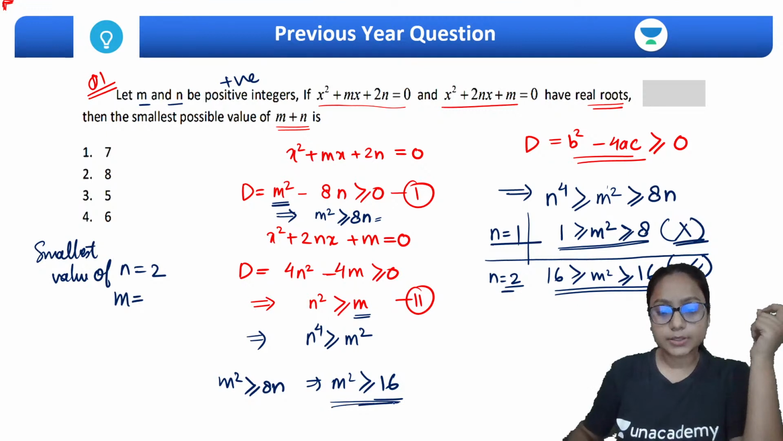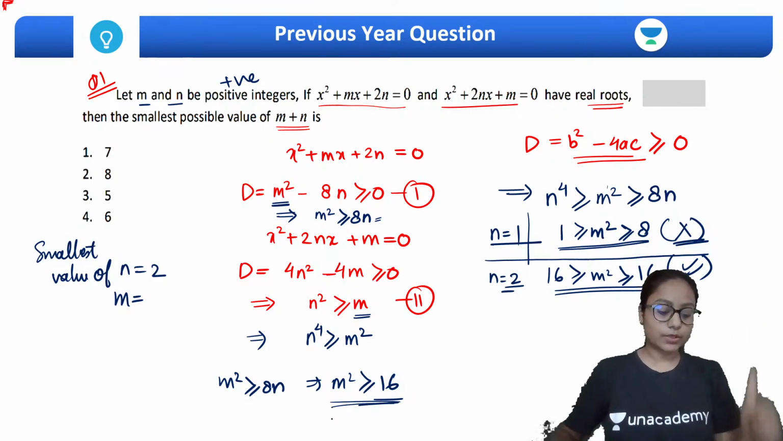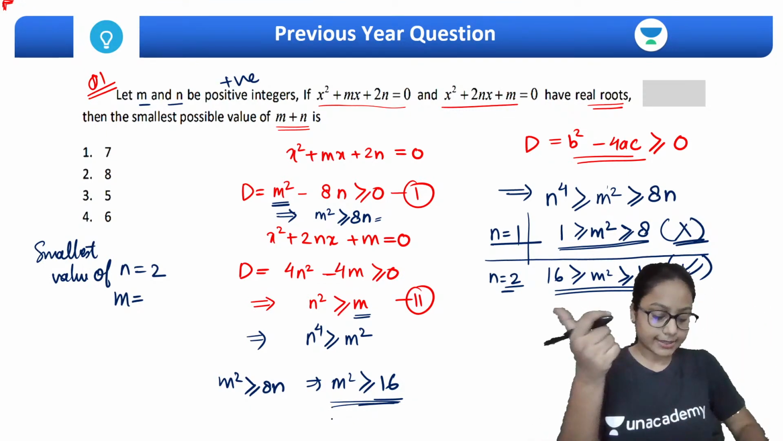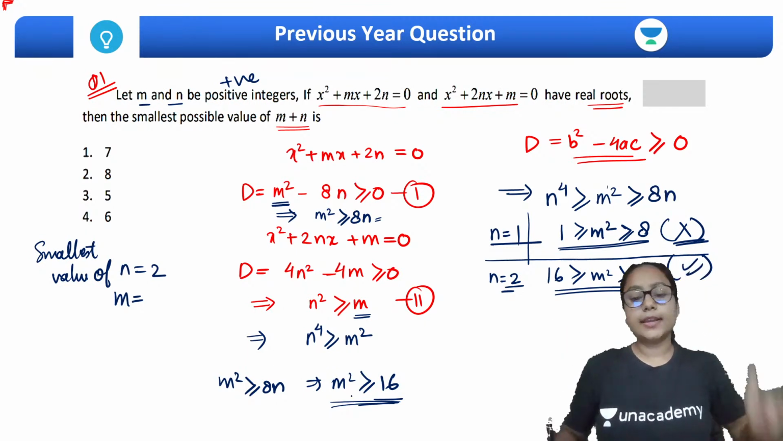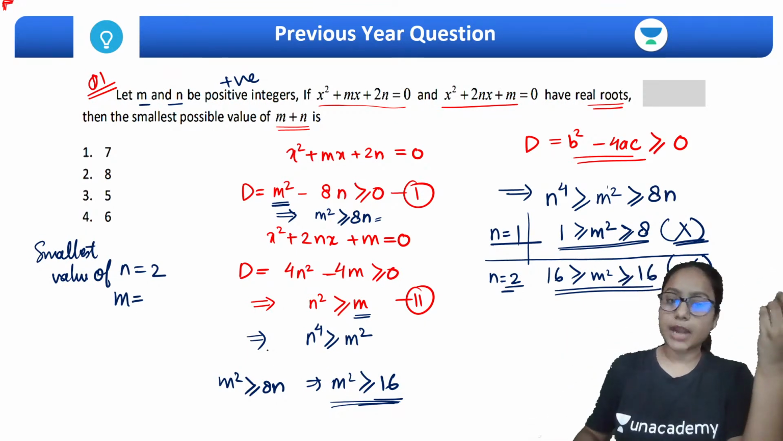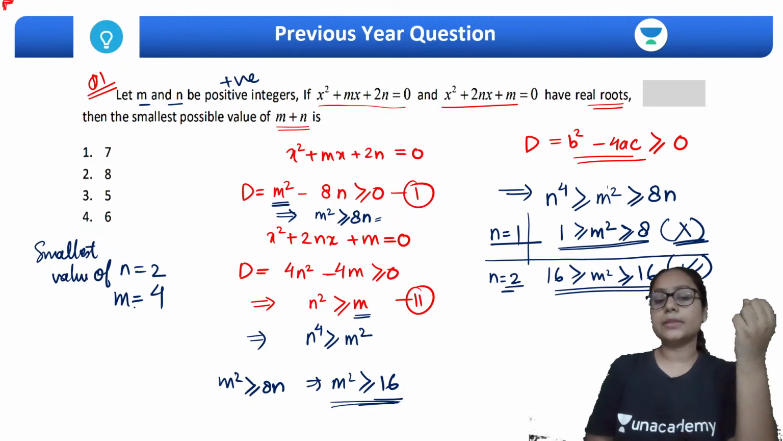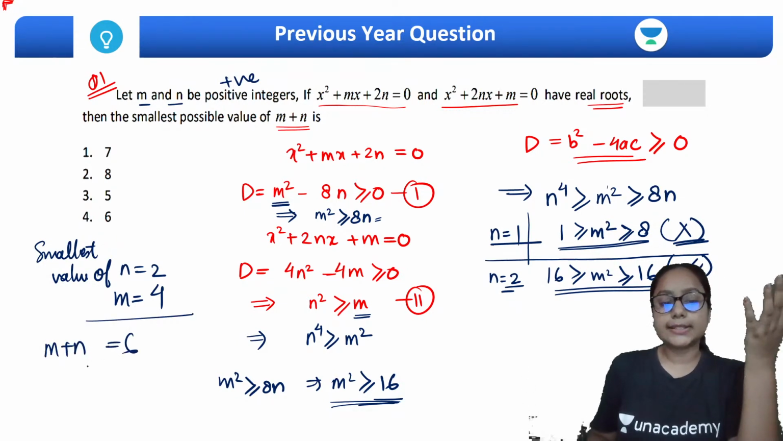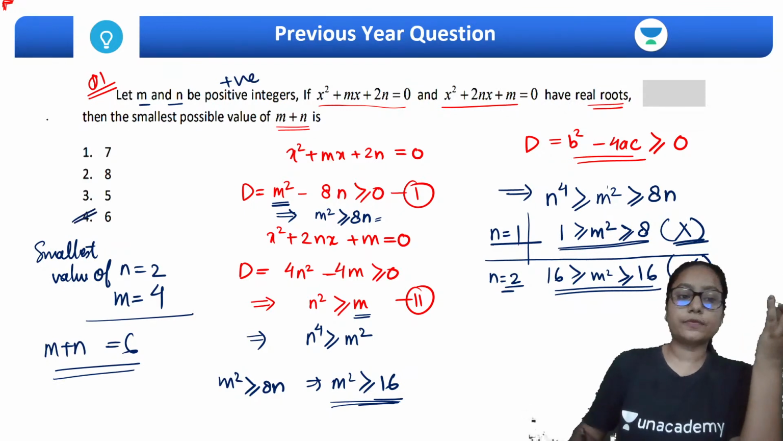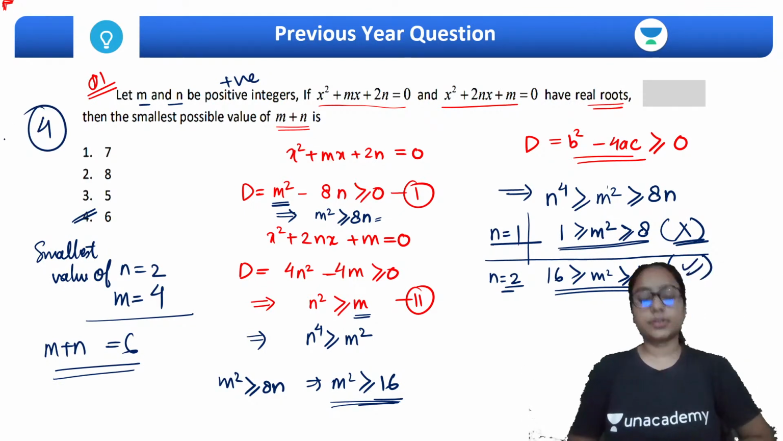Now please answer quickly, guys. What can be the minimum value of m? Yes, Kabya, Madhu, Nupur, Mansi, Siddhant. It will be equal to 4, right? So the minimum value of m is 4. Hence, the minimum value of m plus n is 6. Option 4 is the right answer to the question.